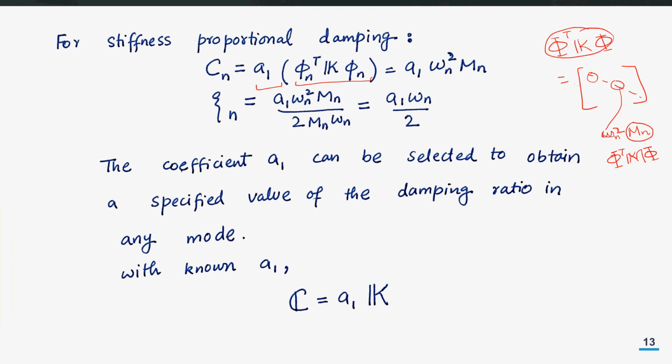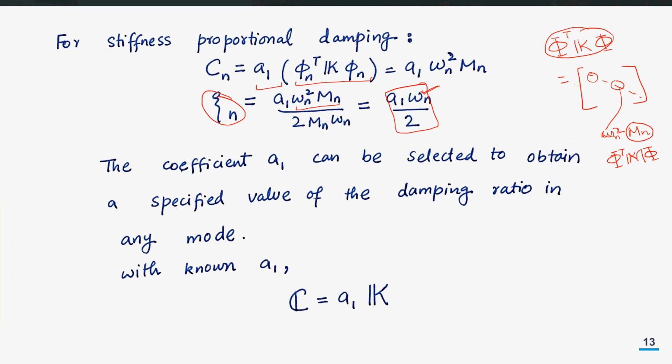So you just put omega n square into mn into the definition of modal damping ratio, and you get for stiffness proportional damping that xi n is equal to A1 times omega n over 2. So in this case, unlike the mass proportional damping, the modal damping ratio is directly proportional to the nth mode's natural frequency. So what you can do now is that the coefficient A1 can be selected to obtain a specified value of the damping ratio in any mode.